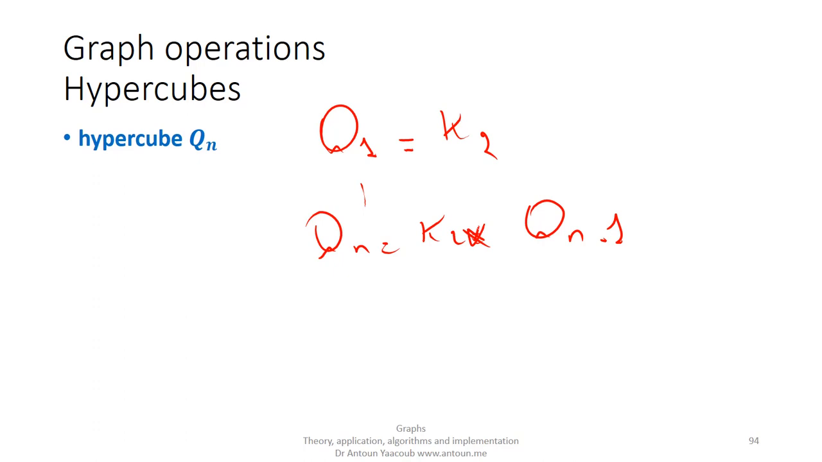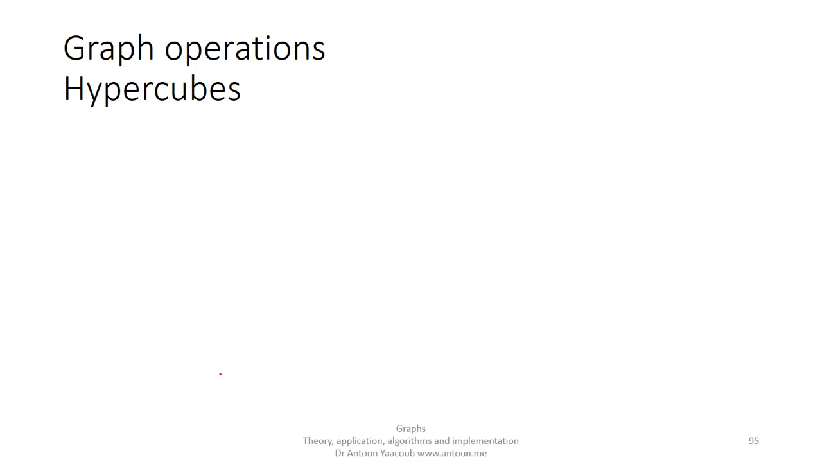The name hypercube comes from the fact that Q3 is drawn as a cube in 3 dimensions, and the concept can be extended to higher orders. We say that Q1, for example, we usually label using a binary notation, so 0 and 1.